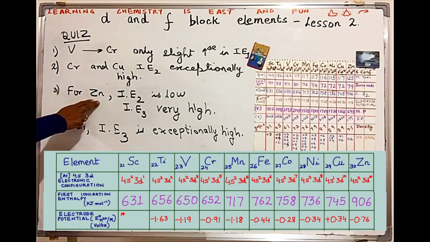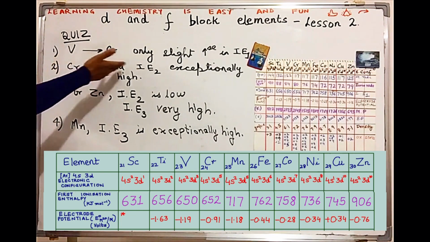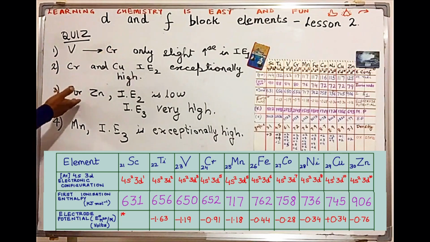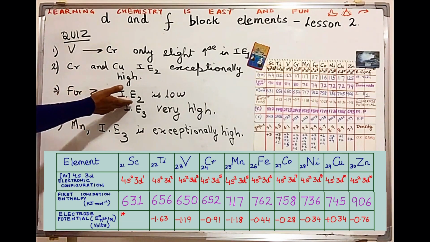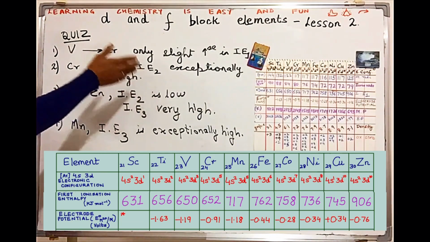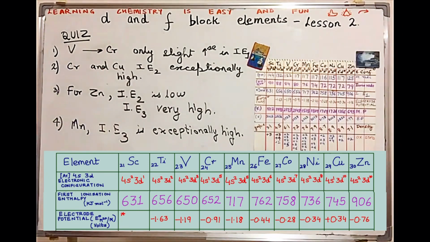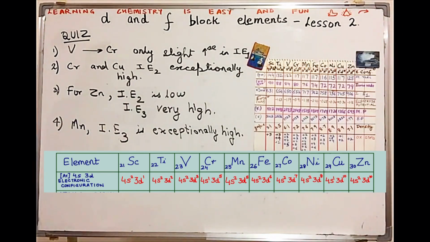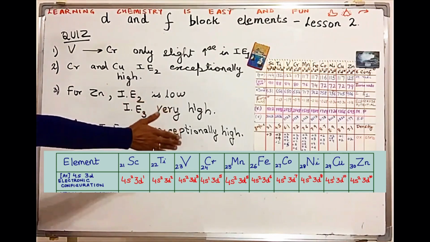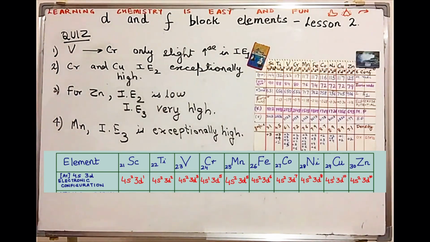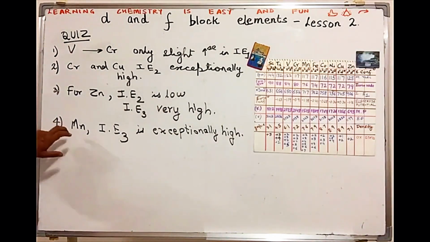For zinc, now usually the second ionization energy should be higher, right? Like we have seen in the case of chromium and copper. But in the case of zinc, we see that the second ionization energy is low, but the third ionization energy is very high. What is the reason? Manganese again. Third ionization energy is exceptionally high. That means in order to remove the third electron from manganese, you need a lot of energy.